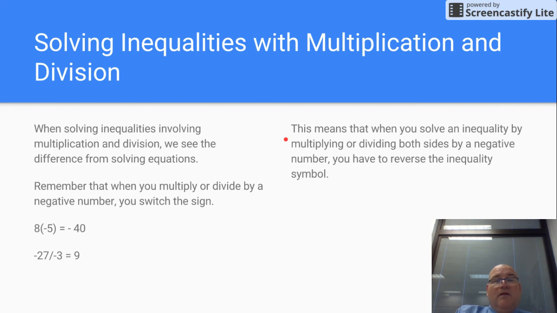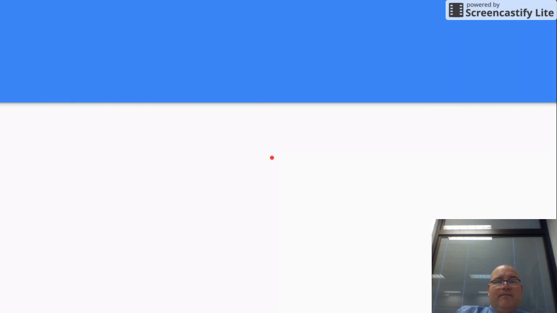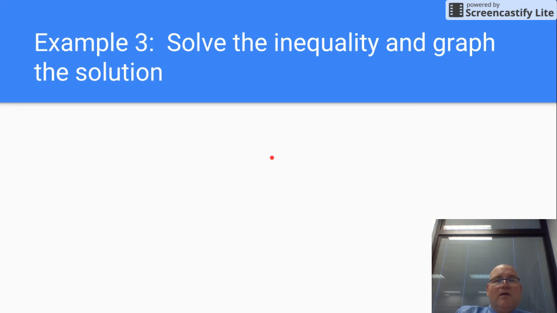The only difference between solving an equation and solving an inequality is this. When you multiply or divide by a negative number, you reverse the inequality symbol. Let's look at an example and see if we can explain. Solve the inequality and graph the solution. 5x is less than or equal to 30.